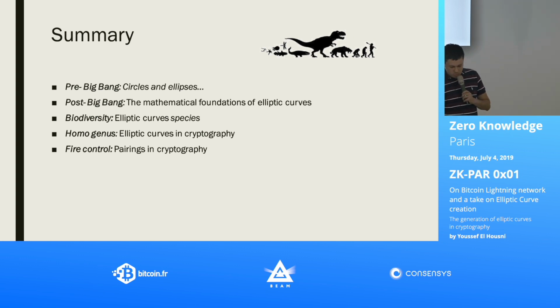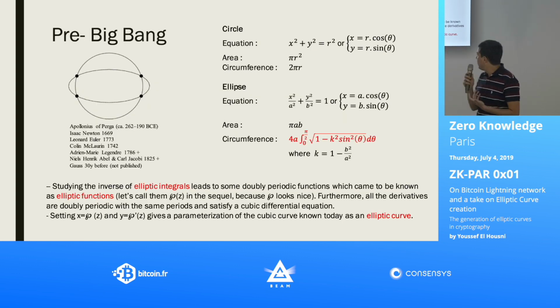So let's start with what was happening before the Big Bang, before the creation of elliptic curves. We start with something very easy, a circle. Everyone knows what a circle is. This is the equation of a circle, in affine coordinates, in polar coordinates. If I ask you what the area of a circle is, it is pi r squared. What is the perimeter? It is 2 pi r.